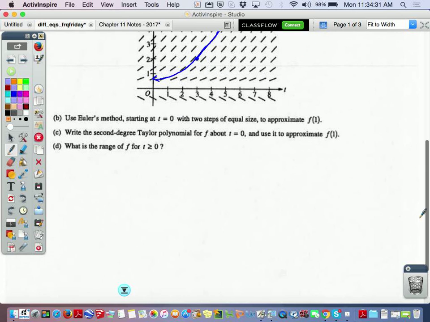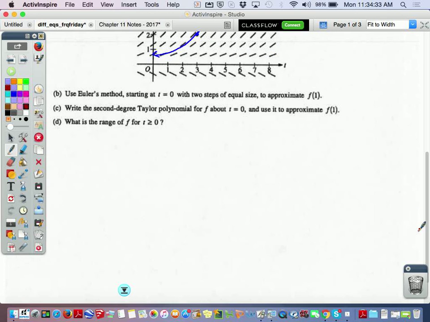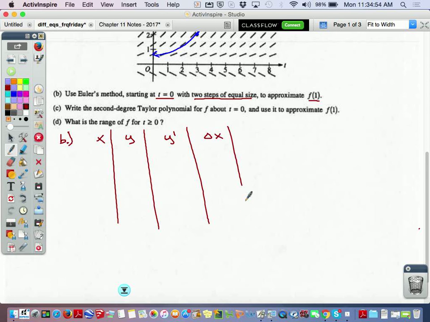It says use Euler's method starting at t = 0 with 2 steps of equal size to approximate f of 1. So this gives us all the information we need to start an Euler's method table. Remember, we want to make sure we have those 5 columns: x, y, y prime, delta x, and delta y. The tough thing to remember here is that delta y is equal to y prime times delta x.